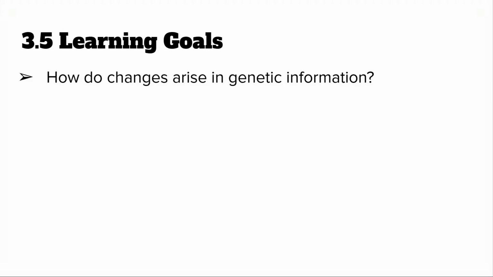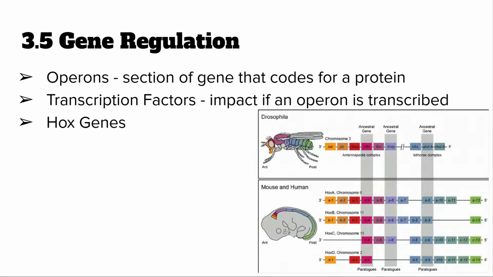Hey, everybody, we are wrapping up Unit 3 today. And like I have mentioned before, we are going to talk about how changes occur in genetic info, what happens when DNA copying goes wrong or doesn't work. So, before we talk about that, I want to talk about how we control when DNA is used for transcription and translation, when that protein synthesis occurs, right?